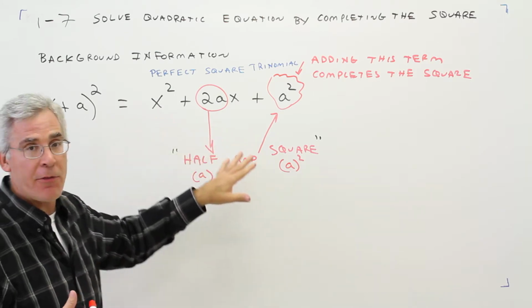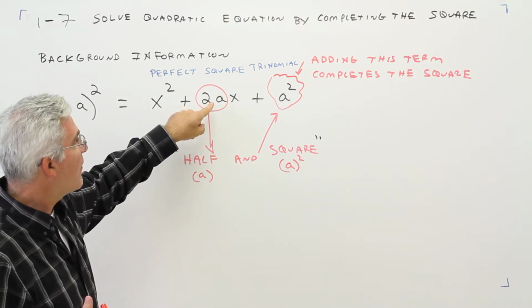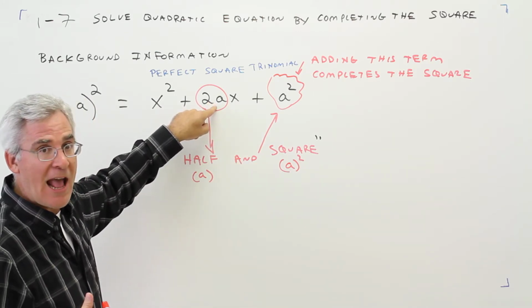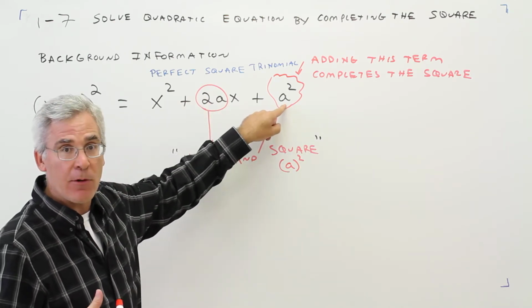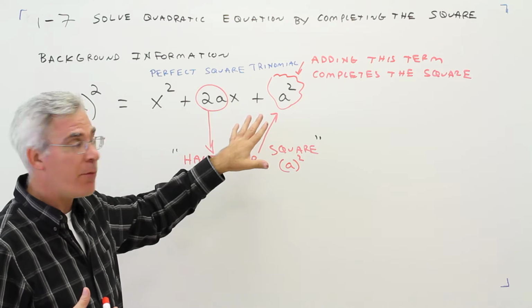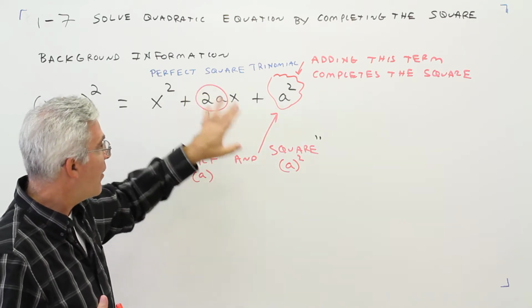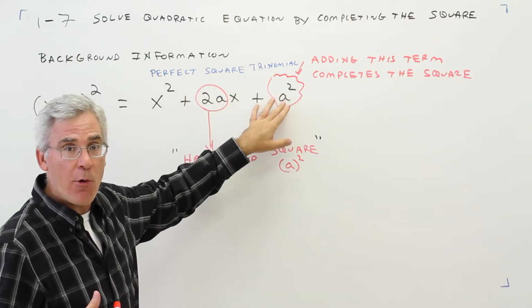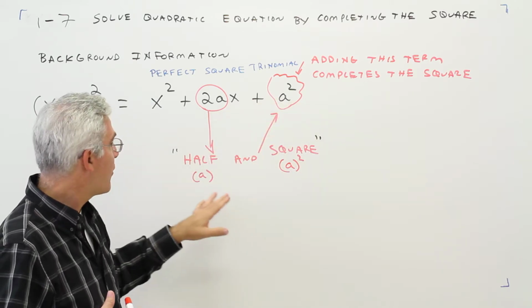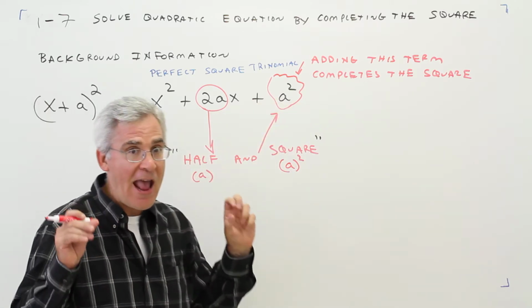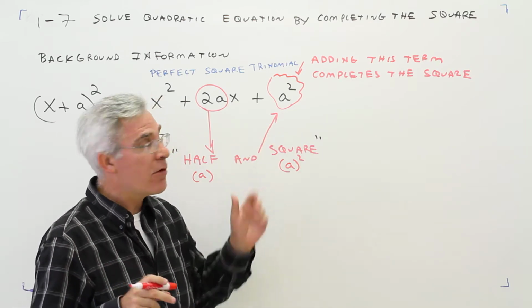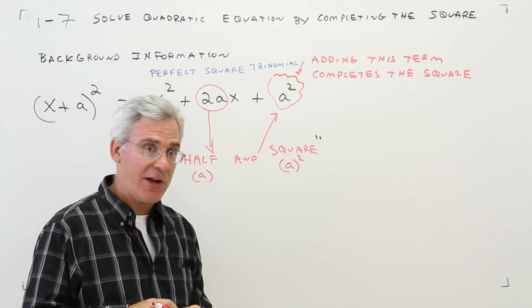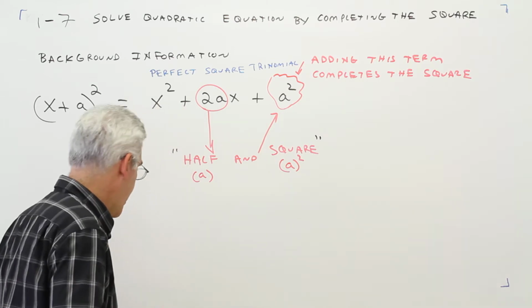And just to let you know how this works, notice if I take half of this term, half of 2a is a, and if I square it, I get that term. So whenever I've got a perfect square trinomial, half of this and then squaring it is how I arrive at that last term. So I've got a big saying in class, half and square. If you know those three words, you're well on the way to solving quadratic equations by completing the square.